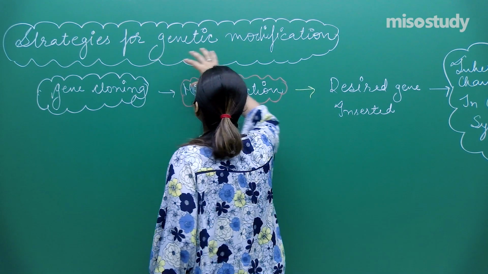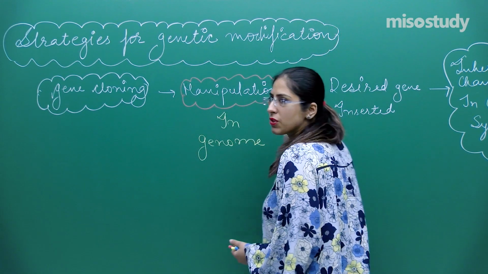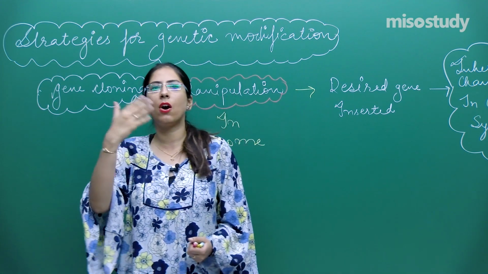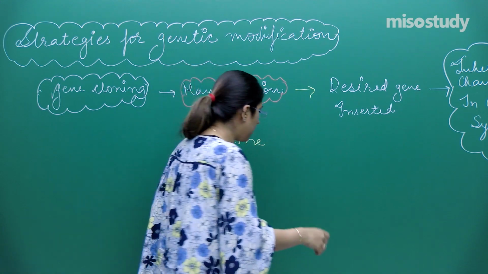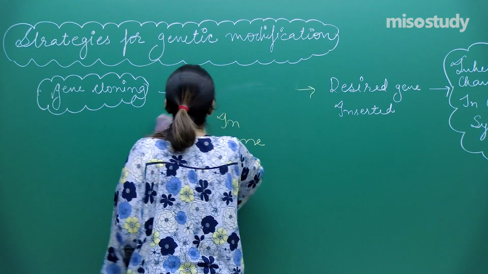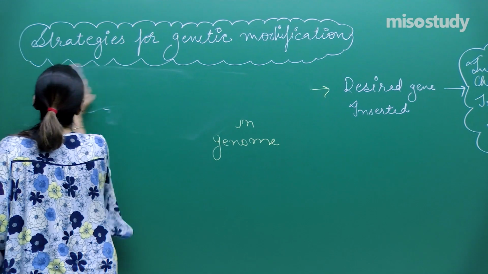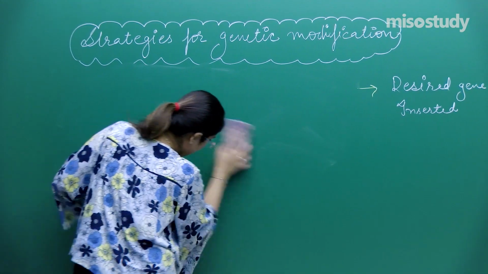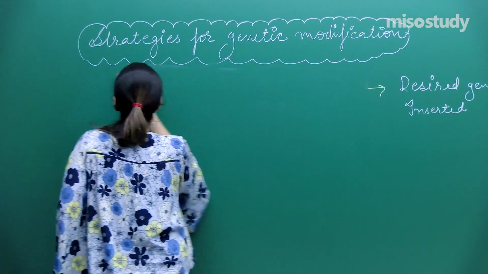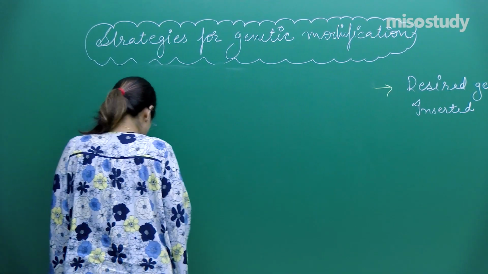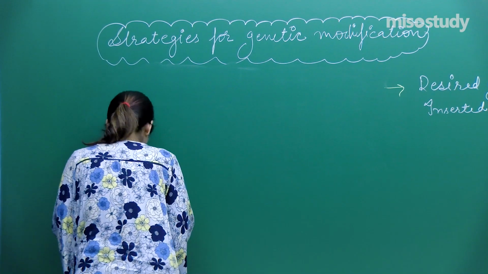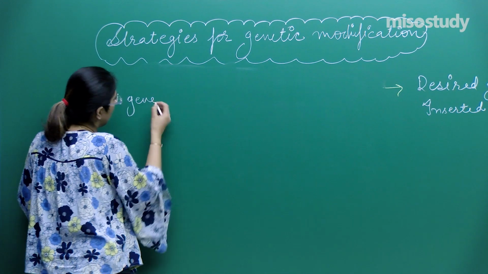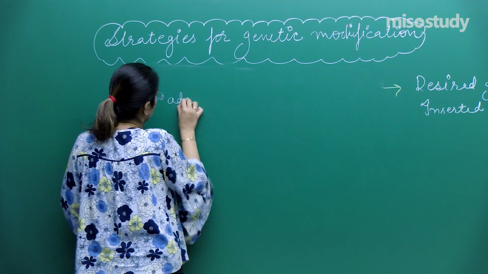To talk about the strategies for genetic modification, there are two strategies. One is called gene insertion and another is called gene deletion, or you can say gene subtraction. So let's take all of these one by one. First we have gene addition, right?